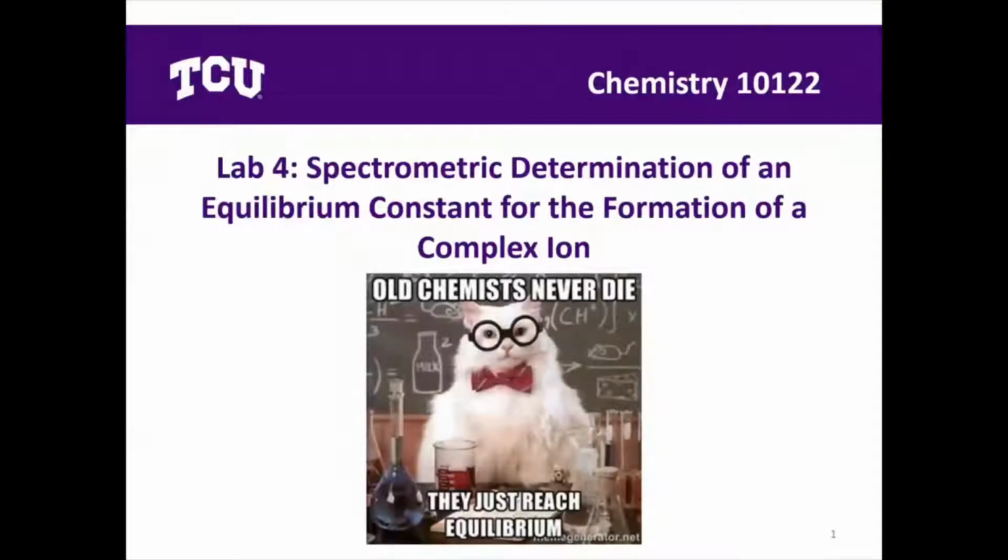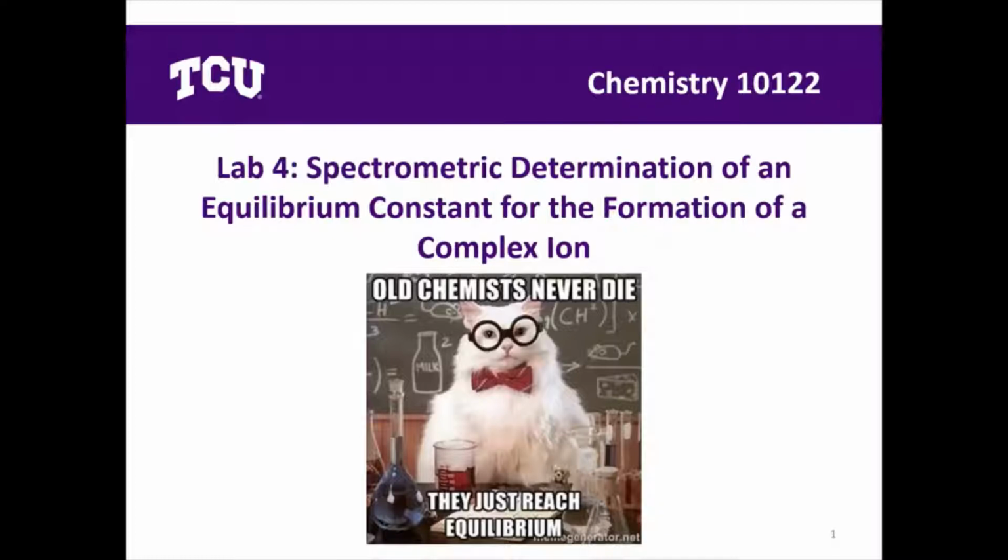For Lab 4, we're going to be determining the equilibrium constant for the formation of a complex ion using spectrophotometric methods. So basically what that means is spectrophotometry uses light, and we're going to use light to determine the concentration of a species that we've created and use that to back calculate to figure out where our equilibrium is at this moment.